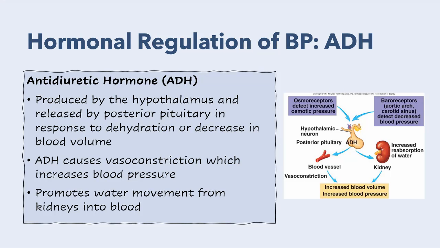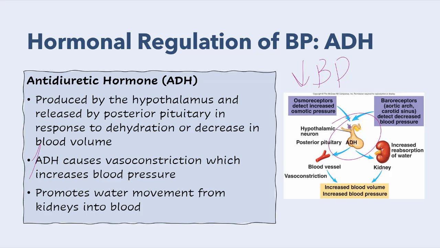The third hormone is antidiuretic hormone. Antidiuretic hormone is produced by the hypothalamus. However, it's stored in the pituitary gland and it's secreted when there's not enough water in the body, so during dehydration or decrease in blood volume. And that's the trigger. So if you don't have enough water, fluid in the blood, that means the blood pressure is low.